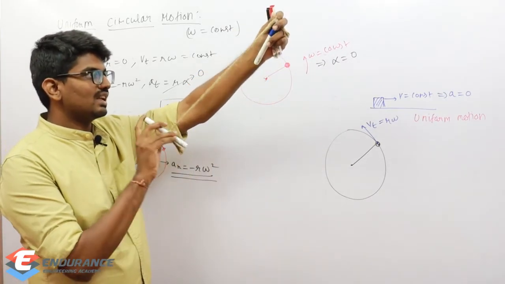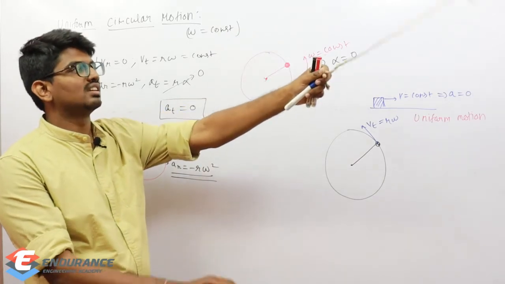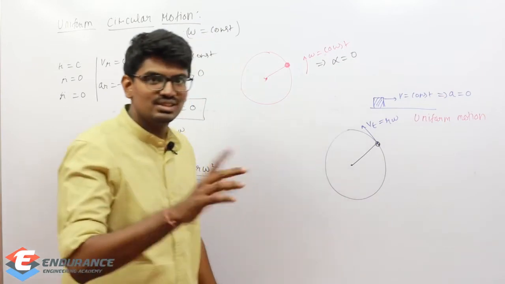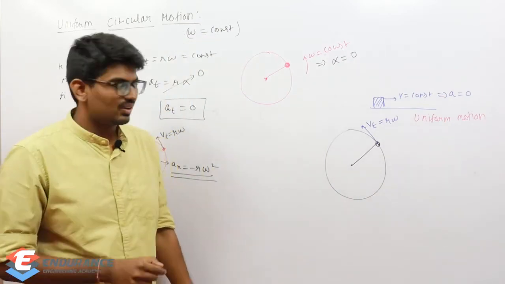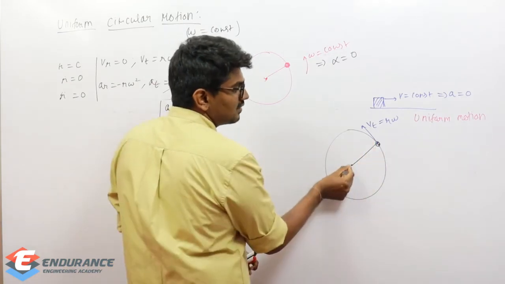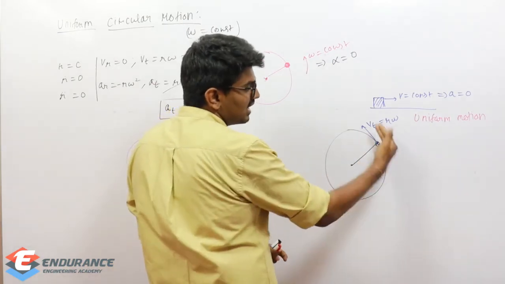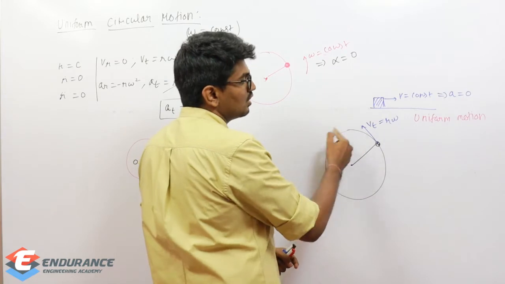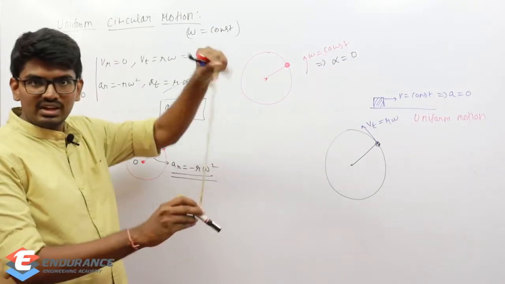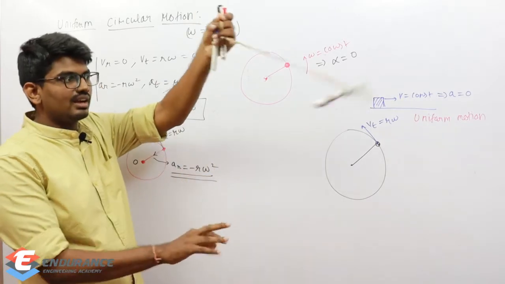So what is actually happening? The particle is not moving in a straight line. If I tie something here, keep a thread here, hold it, and apply tangential velocity, it will rotate. And why is it rotating? I am holding it here and it is rotating.